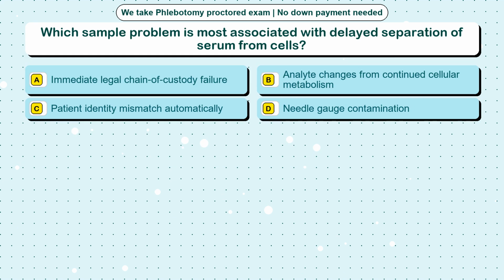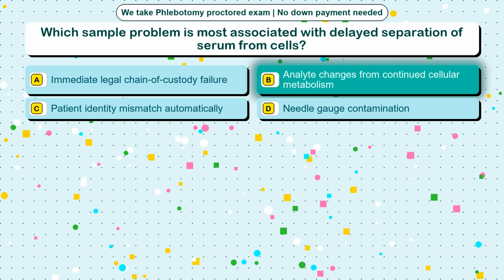Question 63. Which sample problem is most associated with delayed separation of serum from cells? Option A, immediate legal chain of custody failure. Option B, analyte changes from continued cellular metabolism. Option C, patient identity mismatch automatically. Option D, needle gauge contamination.